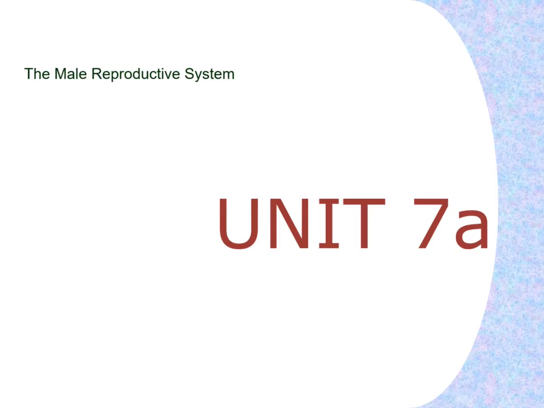This is Unit 7A, Part 1. Unit 7A is on the male reproductive system, and Unit 7B is on the female reproductive system. The first two slides that we're going to look at cover both male and female, but then after that, it's all male.